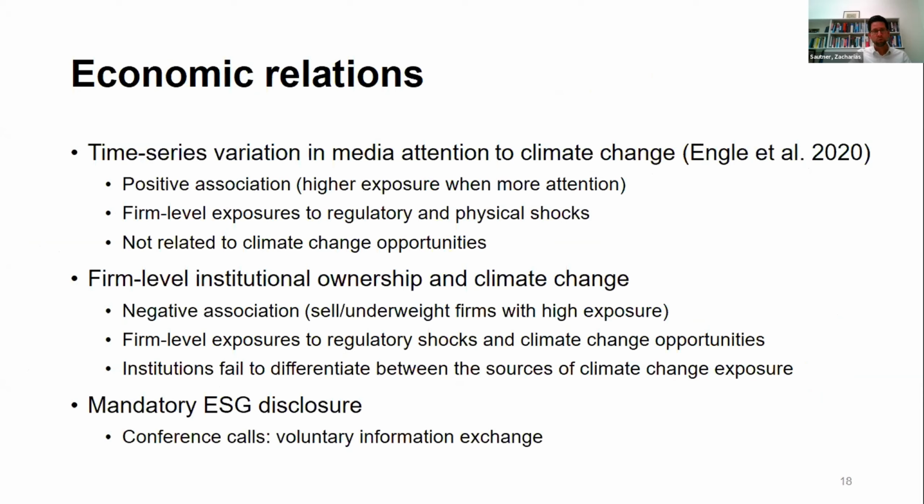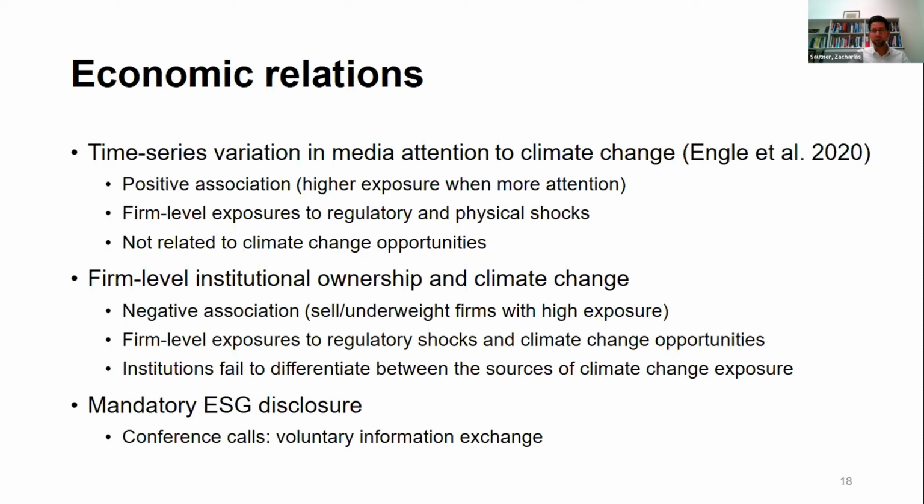Now, what we do is we show that our measure is related to a set of very important economic correlates that theory predicts should be related to climate change exposure. We start by showing that the time series variation in media attention to climate change, Johannes's paper, is an important variable explaining exposure. So we find a positive association of their measure with our measure, so higher exposure at the firm level when there is overall more attention.